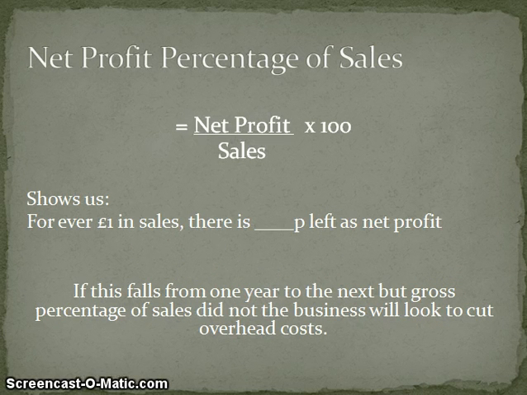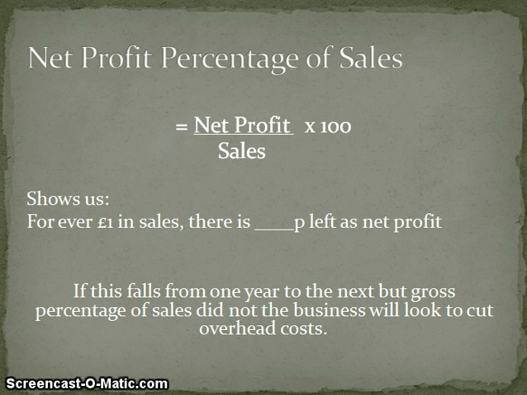We are making a profit each time we sell something, and we're getting to keep about 20% of every pound that we make in sales as profit after we've spent all of our money. These formulas are most generally used to help us control costs in the business. Okay? Just like in gross profit, if we see a change, if one year the net profit percentage went down, then we know that maybe we're spending a bit too much money.